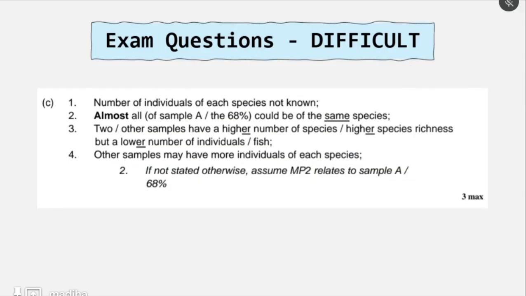So this is the mark scheme. It's a bit confusing, but I'll do it. The number of individuals of each species is not known, okay? This mark scheme point is basically talking about the index of diversity.